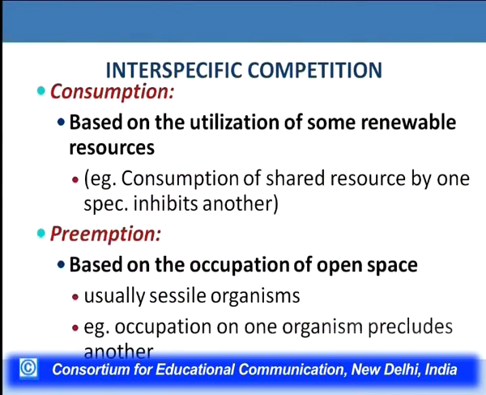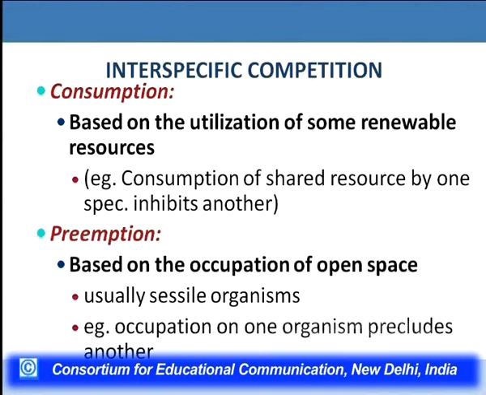What exactly is consumption competition? It is basically about how fast a species is able to consume or utilize the resource. So it is based upon the utilization of a renewable resource by a species. When 2 species are sharing the same resource, if one species consumes it at a faster rate, of course it is going to inhibit the population growth of the second species.